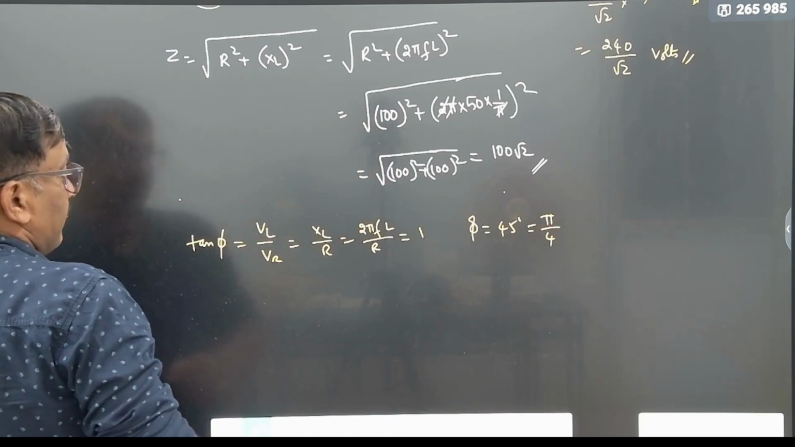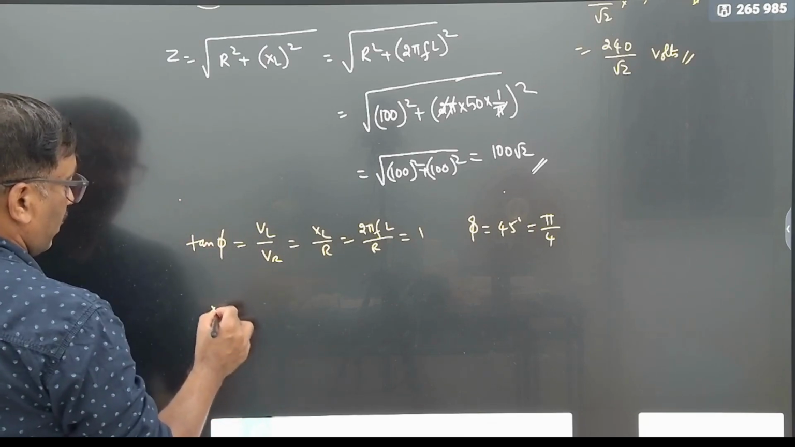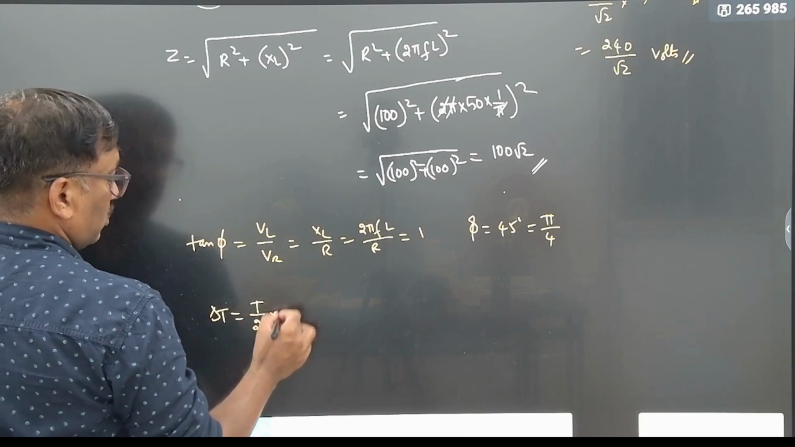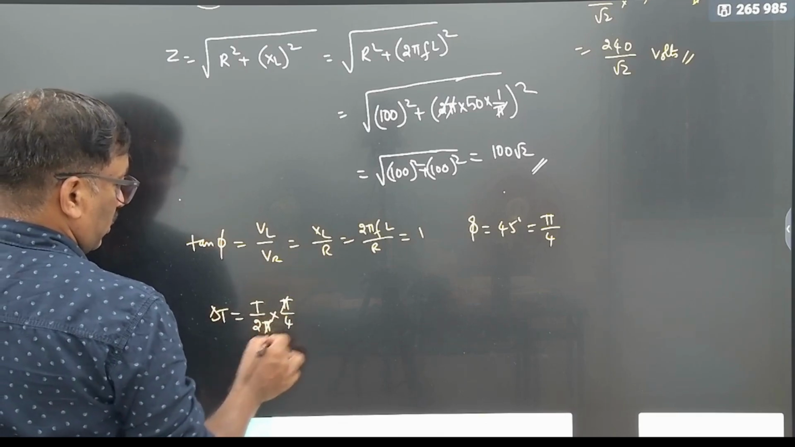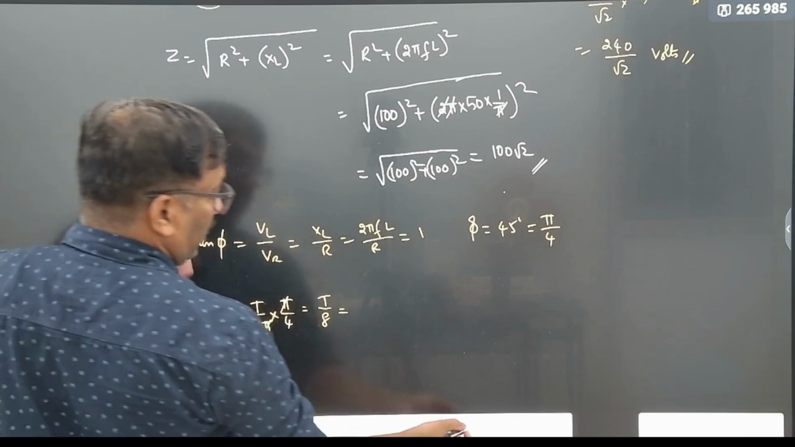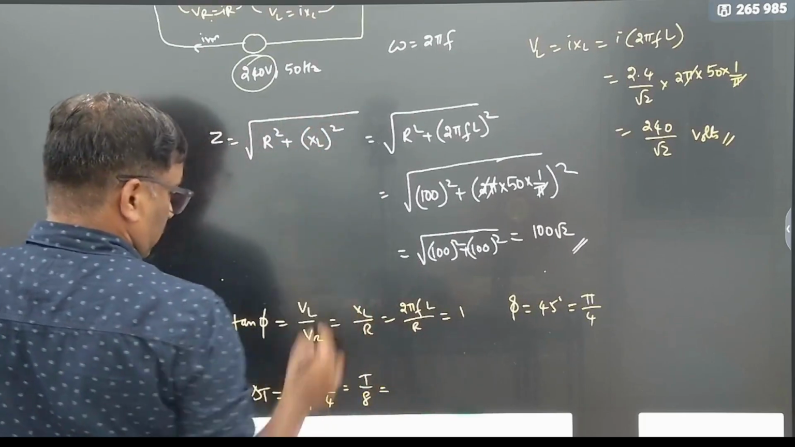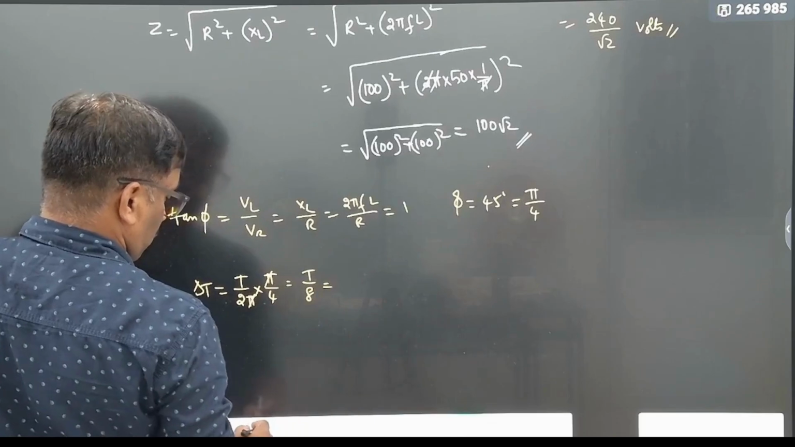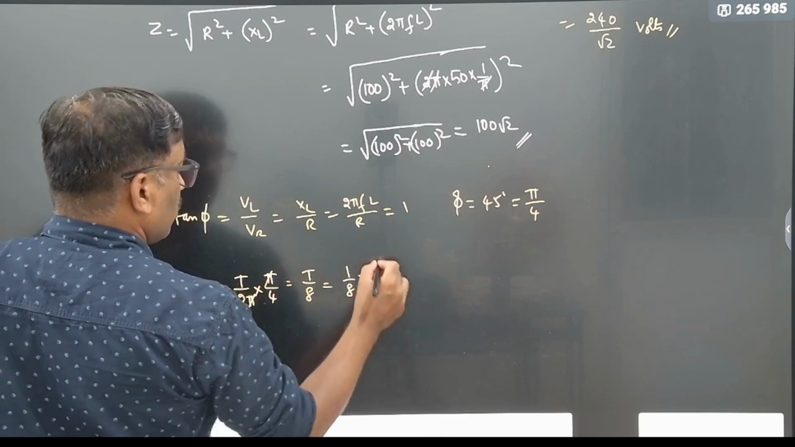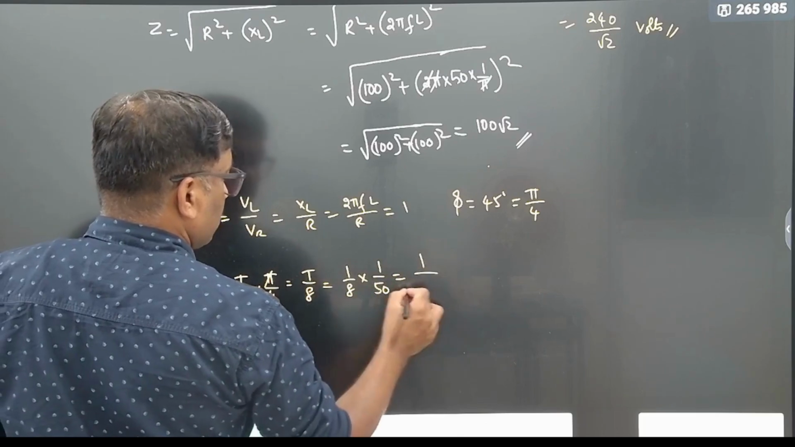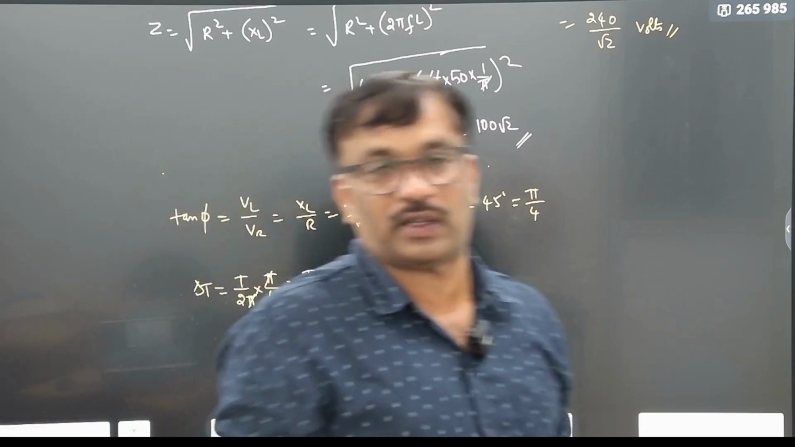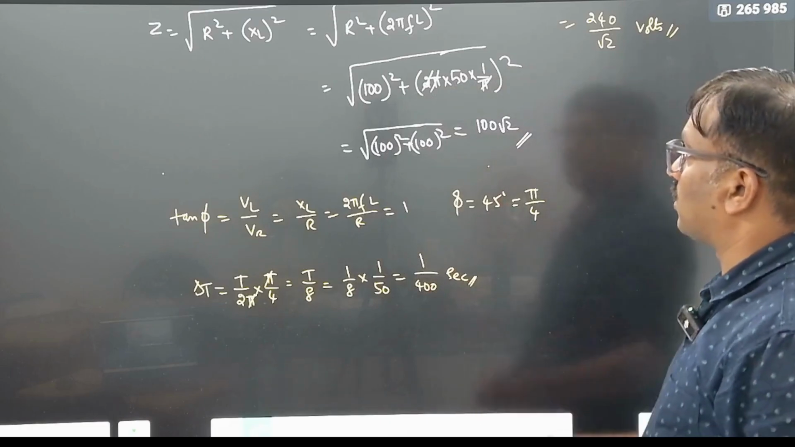Right? So what they may ask you is, what is the time lag in this one now? Therefore here it will be T by 2 pi into pi by 4. So pi gets cancelled out now. Therefore T by 8. T is how much now? It is 50 hertz given. So what can you write now? Therefore 1 by 8 into 1 by 50. How much now? It is 1 by 400 seconds. Time lag, phase difference. So they may ask you any questions on this one.